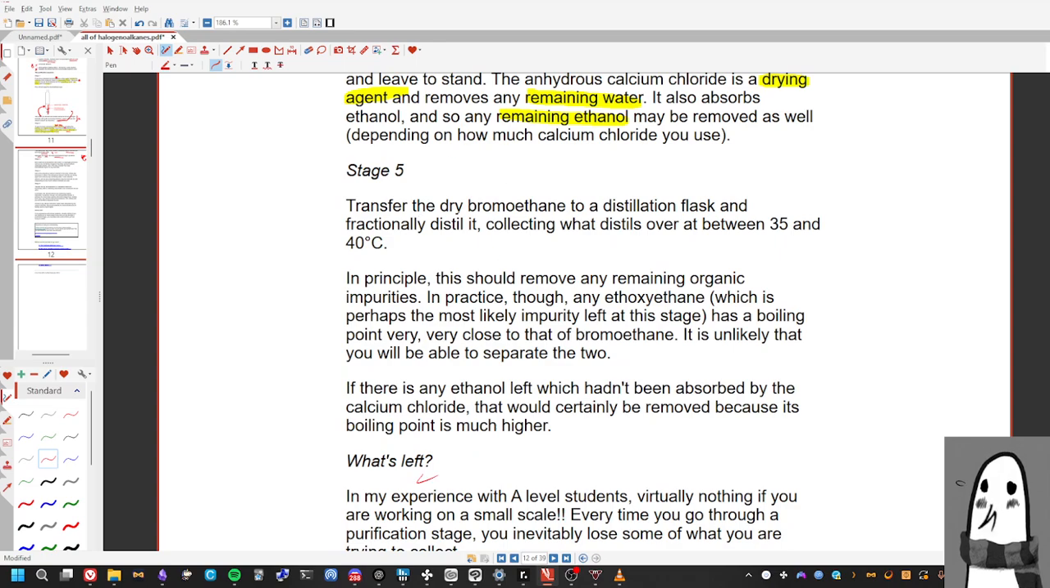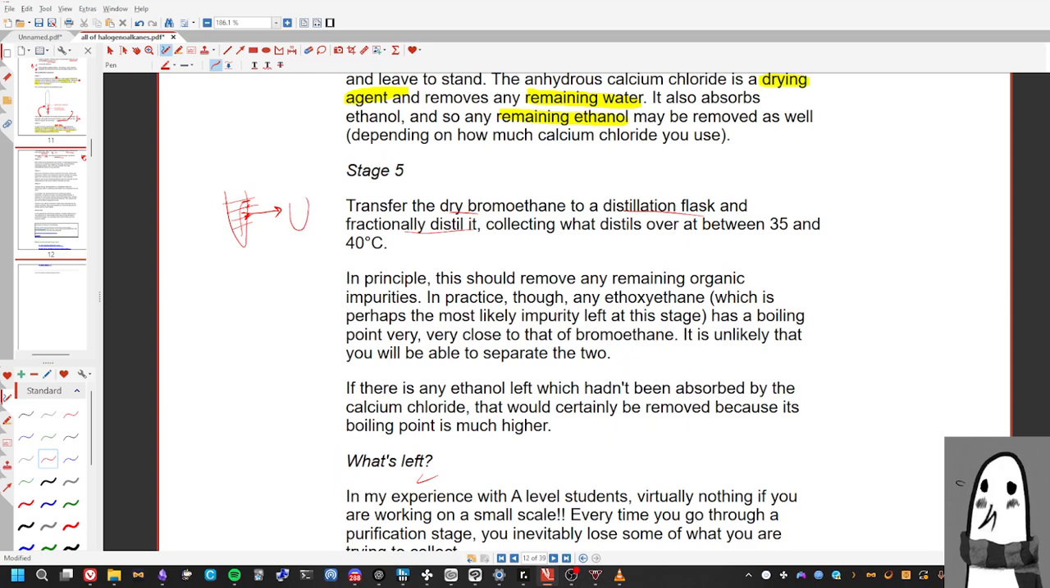Anyways, so transfer the dry bromomethane. Now the bromomethane is dry, so you want to put that into a distillation flask and fractionally distill it. As you remember, fractional distillation is where you get the layers and the components go up depending on the boiling point. So collect what distills over between the 35 and 40 degree marker. So let's say this was 35 and 40 degrees. Everything that collects over here, you want to collect.